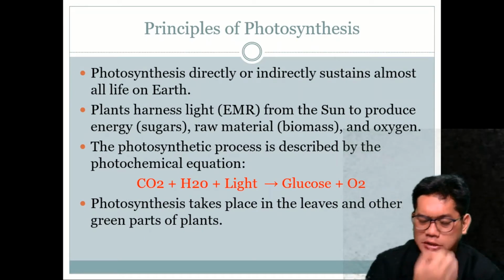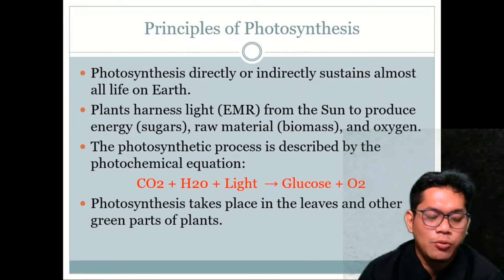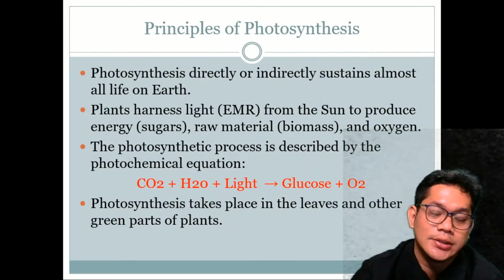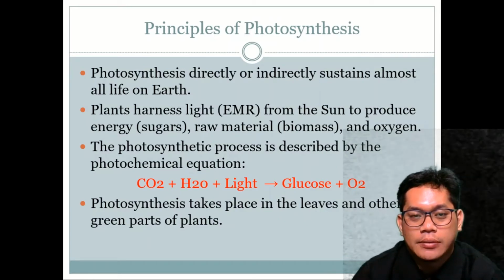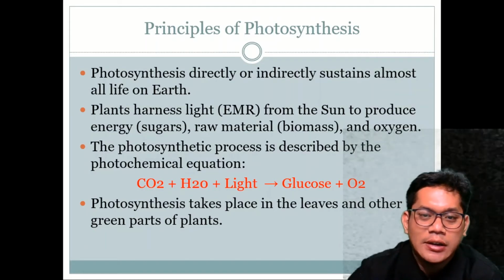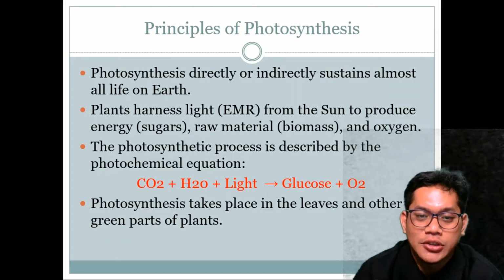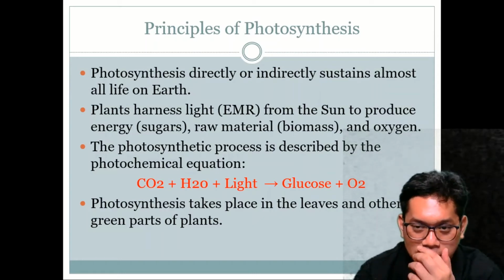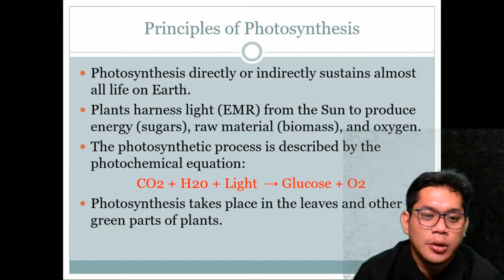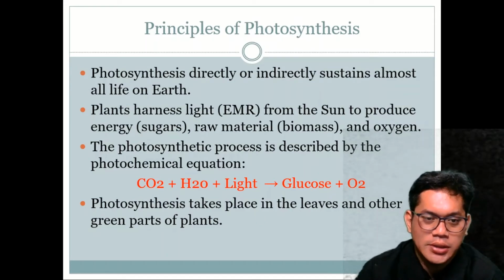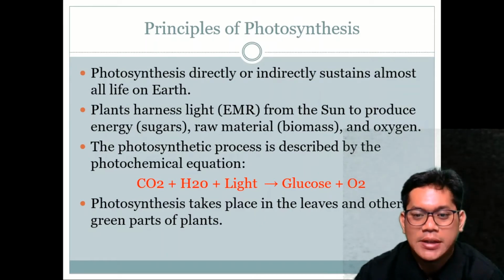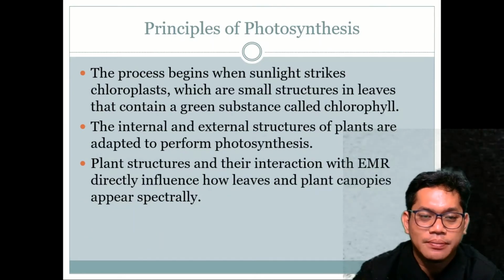So when we talk about vegetation, basically in remote sensing we talk about the photosynthesis process. Photosynthesis directly or indirectly sustains almost all life on Earth. The plant harnesses light, which is EMR from the sun, to produce energy, which is glucose, the sugar, raw materials, biomass, and oxygen. Basically, photosynthesis takes place in the leaf or other green parts of the plants.